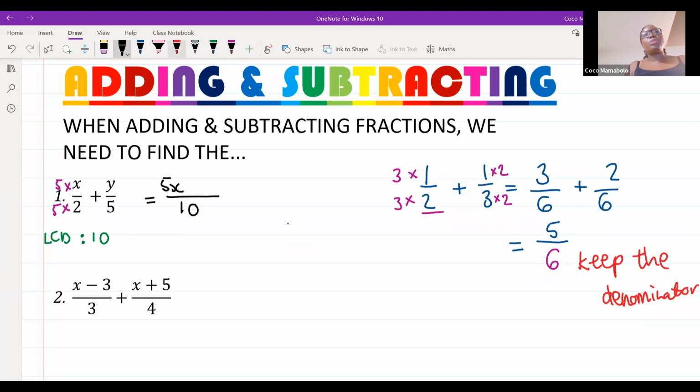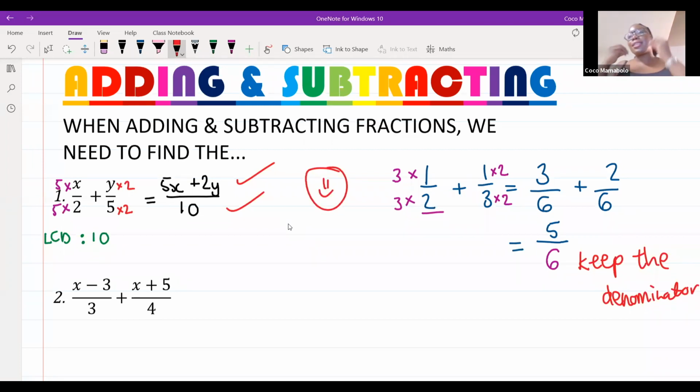And then over here, what did we do to 5 to make it 10? We multiplied by 2. And then I'm going to multiply the top by 2 as well. So I'm going to get 2 times y, which is positive 2y. And this is my answer. Ta-da! Well done. That is how we add and we subtract algebraic fractions. You guys are whole rock stars for doing this beautifully.